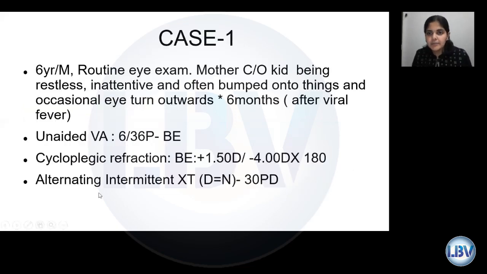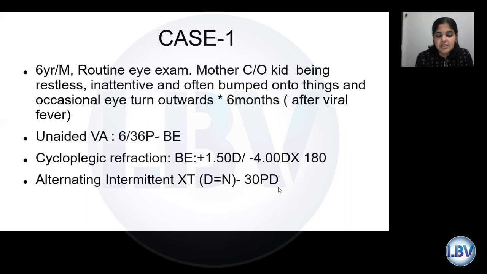So case 1, it was a 6-year-old male who came for a routine examination. The mother of the kid was an informant. She complained that the kid was restless and inattentive and at times often bumped into various things. She also mentioned that the kid developed an eye turn, that is towards outside. So there was an exodeviation that she was seeing, and she was seeing it for the past 6 months, especially after the kid had developed a viral fever.